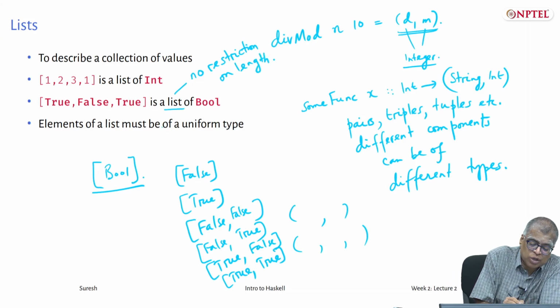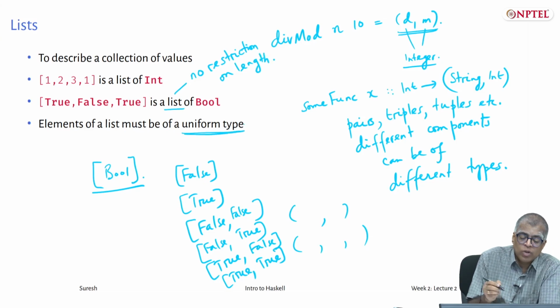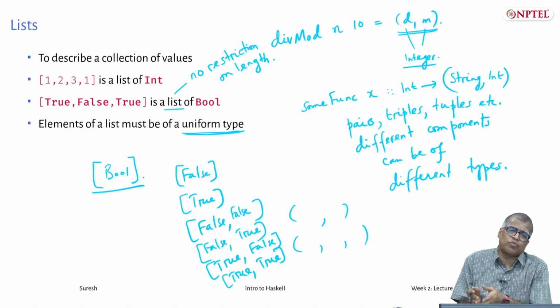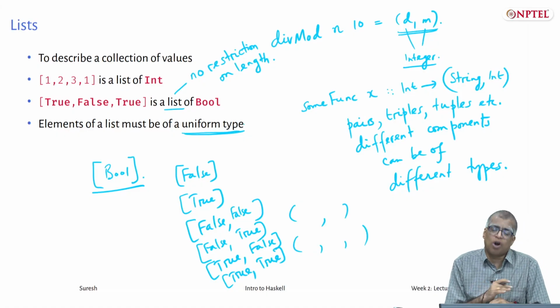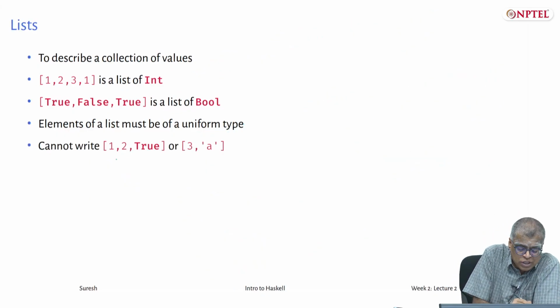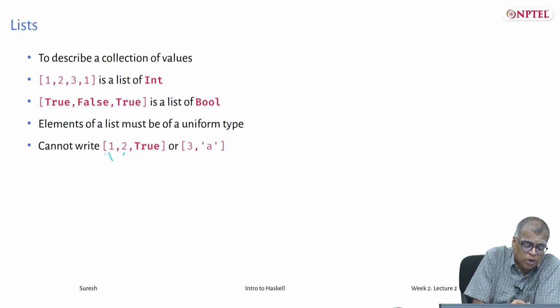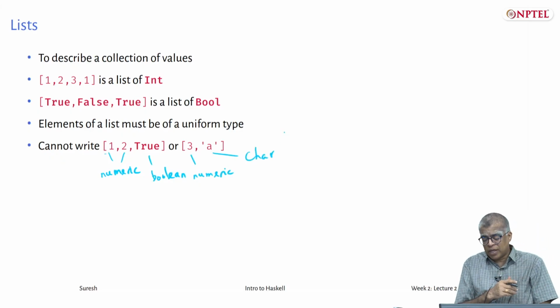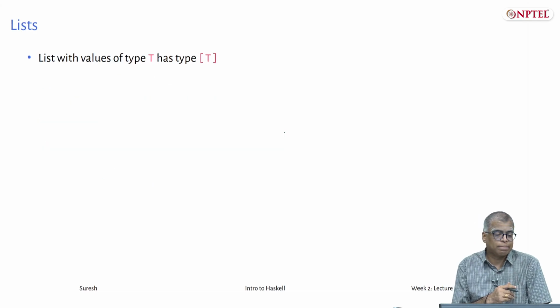But there is a restriction on the types. All elements must be of the same type. It could be a list of char or a list of bool or a list of int, but all elements must be of the same type. You cannot write, for instance, 1, 2, true, because these two are numeric values and that's a boolean. This is a numeric value, this is of type char. You cannot mix and match types inside a list.